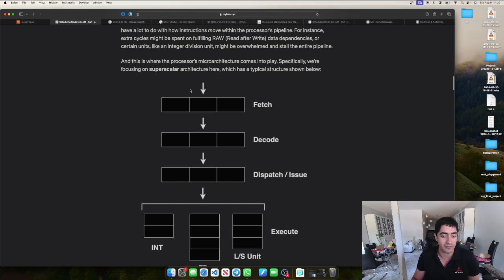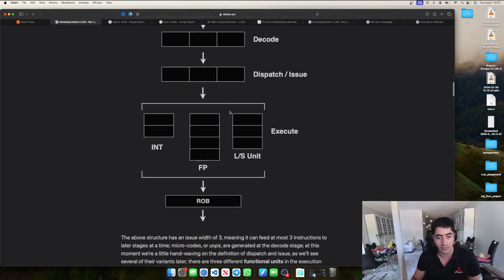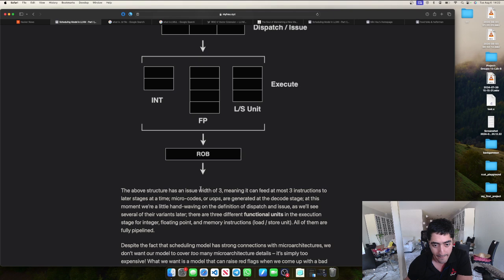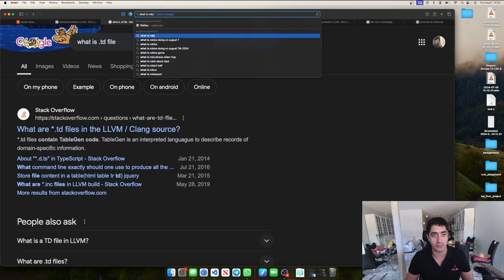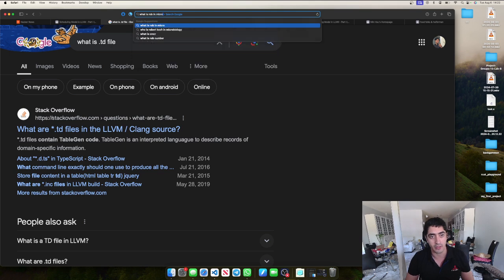Maybe he could have put this on the arrows. Or maybe I'm just not getting this. Int, floating point, LS unit, execute, ROB. What is ROB in microarchitecture?